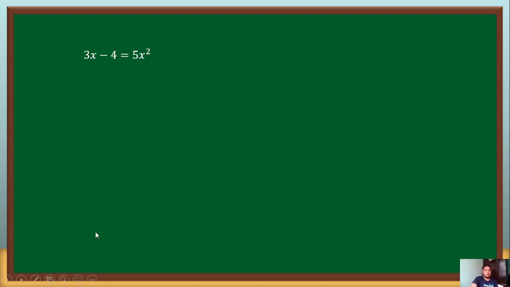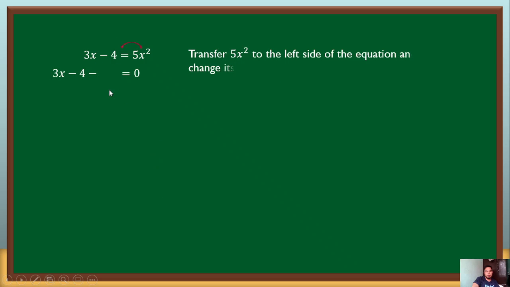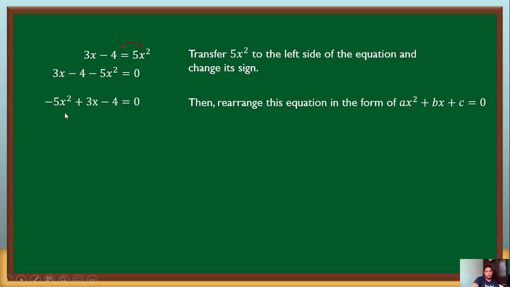Okay. So this is the other way or this is the other solution wherein pinasimple lang yung explanation. Okay, di na tayo dumaan sa process ng subtraction property of equality. Though wala naman talagang ganun. No? Okay, so transfer 5x squared to the left side. So this will become negative 5x squared. Then rearrange it. So we have negative 5x squared plus 3x minus 4 equals 0.